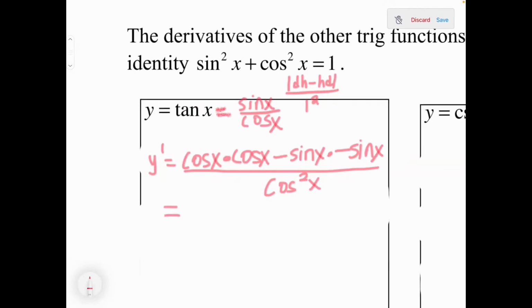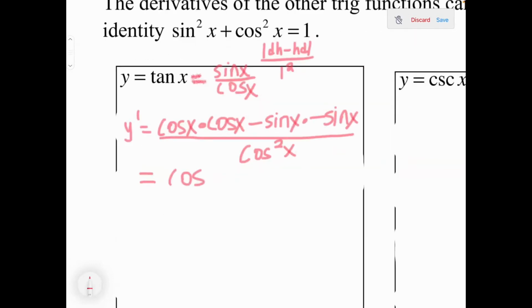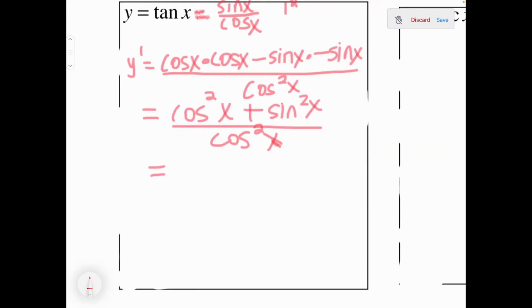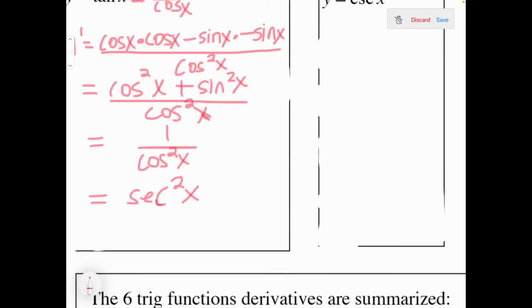And now we do some simplifying. Cosine times cosine is cosine squared. Negative sine times negative sine is positive sine squared, all over cosine squared. Sine squared plus cosine squared, the numerator here, we're going to use this identity up here. Sine squared plus cosine squared is equal to 1. So we get 1 over cosine squared x, and 1 over cosine squared x is secant squared x. So the derivative of tangent is secant squared.